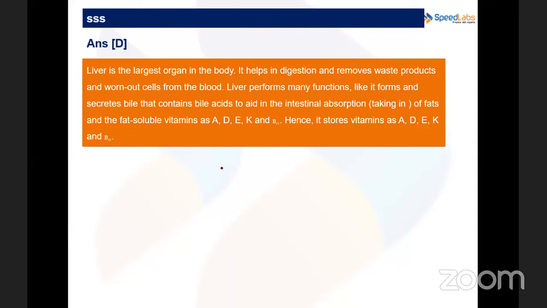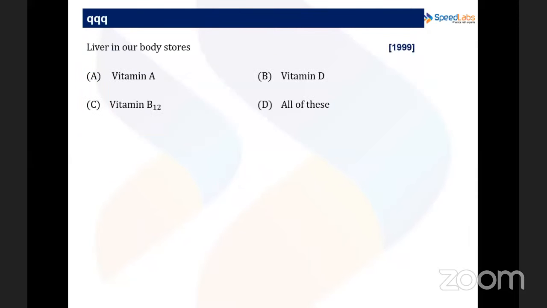What are fat soluble vitamins? Vitamin A, D, E, K. Hence, it stores vitamins A, D, E, K, and vitamin B12. So, liver acts as the storage for vitamin A, D, E, K, and B12. Hence, option D, all of these, is the correct answer for this question. I hope you are all clear with this question that liver in our body stores all these vitamins. Now, let's move to the next question.